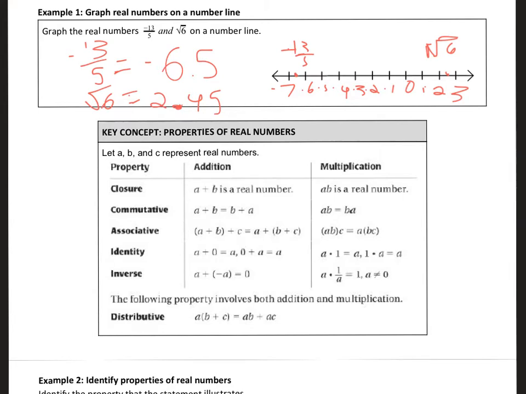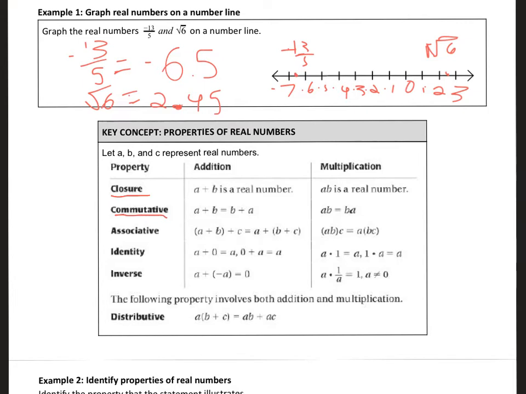So any property that concerns closure, all that means is if I have two real numbers and I add them together, the result is a real number, okay? Under multiplication, for closure, a real number times another real number results in a real number. Okay, so that's closure. This is the commutative property. When you think of commute, you think of move, okay?